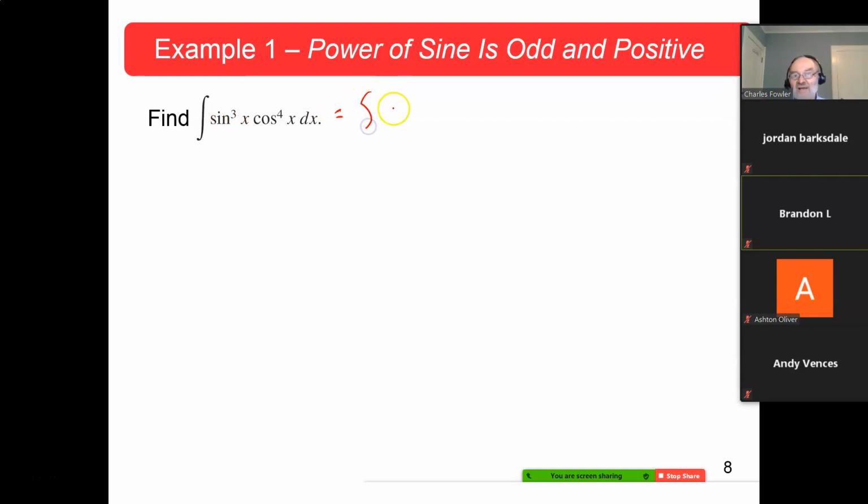This will be the integral of sine squared x. You pulled out one of those. Cosine fourth x. Doesn't matter what really that is. And then that one you pulled out of here, let's put that as a sine x dx.